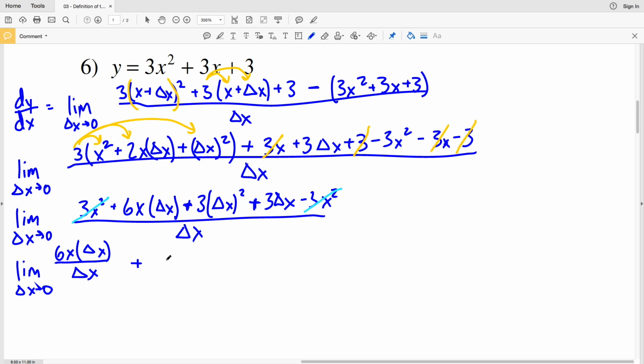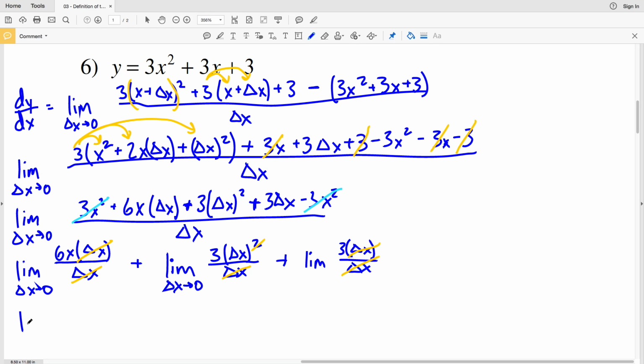And I'm going to add that to the limit of 3 times delta x squared over delta x as delta x approaches 0. And then I can add that to the limit of 3 times delta x over delta x. Now look what cancels out. Delta x cancels out with delta x in my first limit. One of my deltas cancels out in my numerator with the delta from my denominator in my second limit, and delta x also cancels out in my third limit.